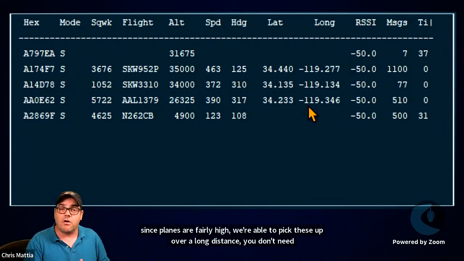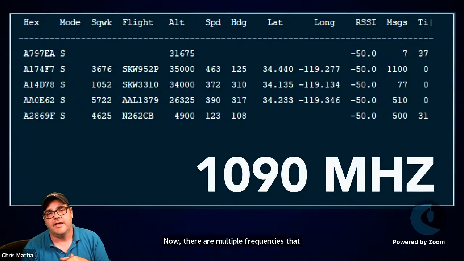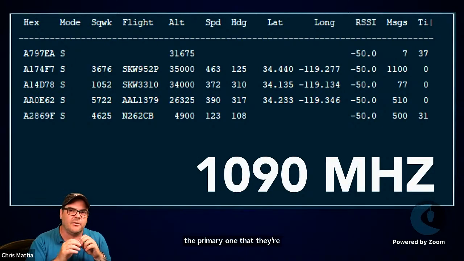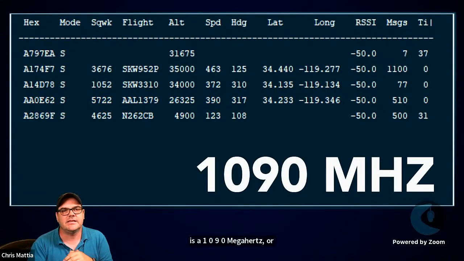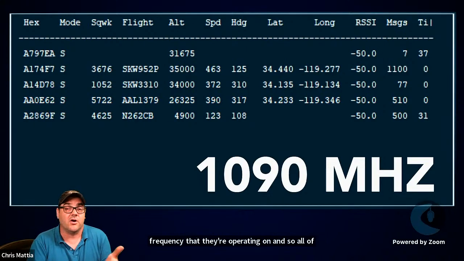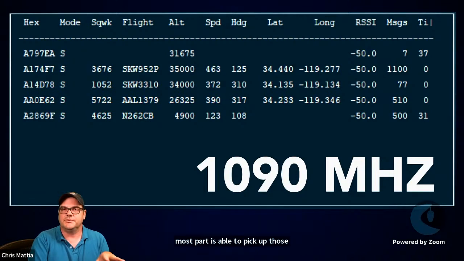Now, there are multiple frequencies that they use, but the primary one that they're sending these pings out on is 1090 megahertz. And so all of our ham equipment, for the most part, is able to pick up those frequencies. And we're going to look at some examples in a little while as to how to do this.